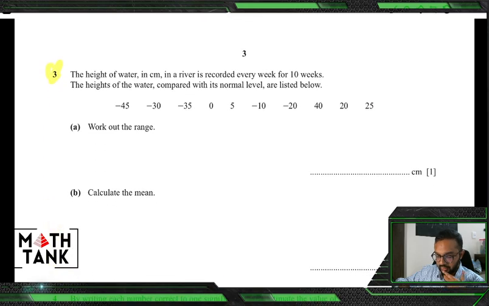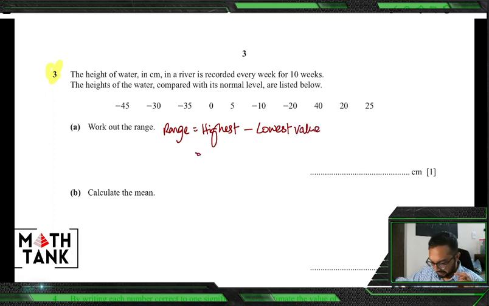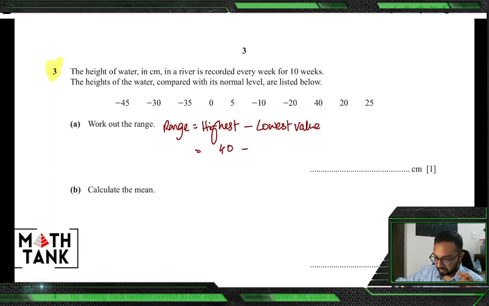That's simple. Moving on. The height of water in centimeters in a river is recorded every week for 10 weeks. The height of the water compared with its normal levels are listed below. Work out the range. So the range is the highest value minus the lowest value. What's the highest? I can see that 40 is the highest. The lowest is minus 45. So that gives me a total of 85.